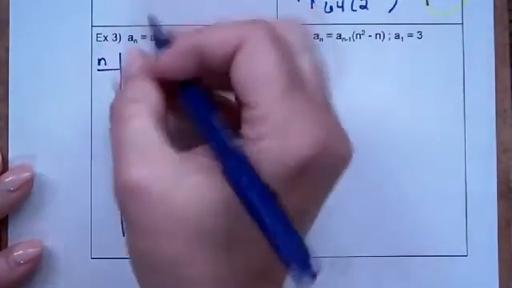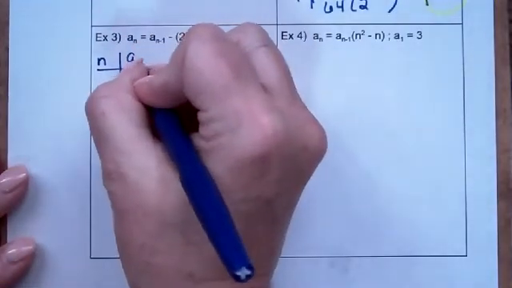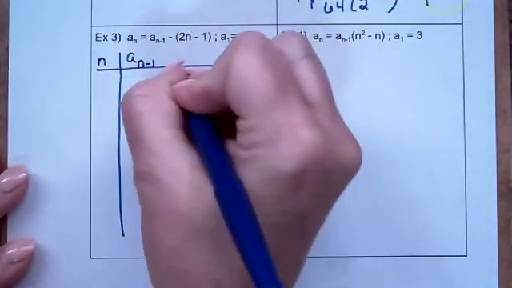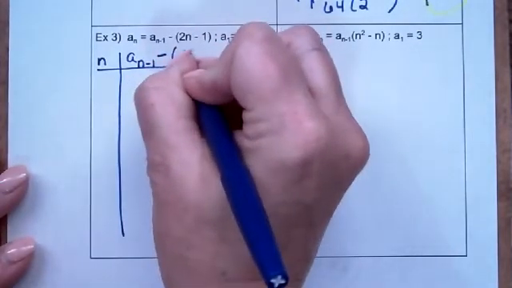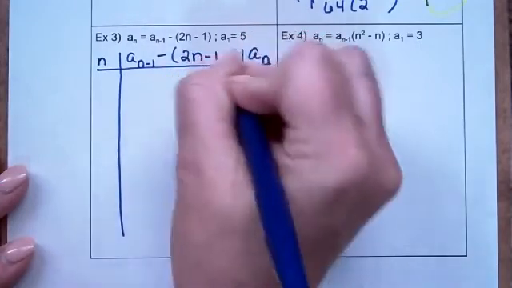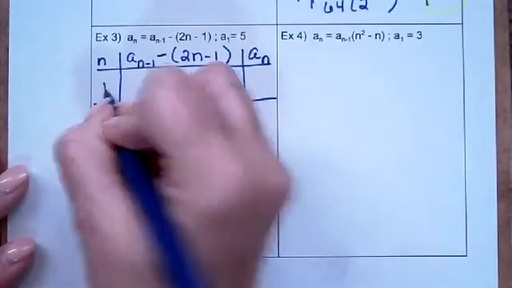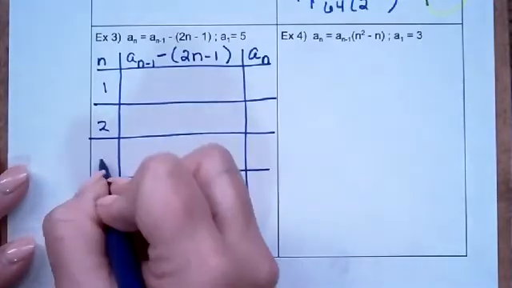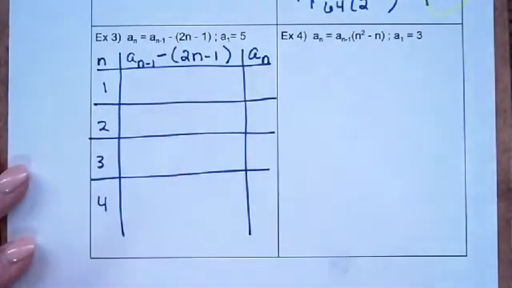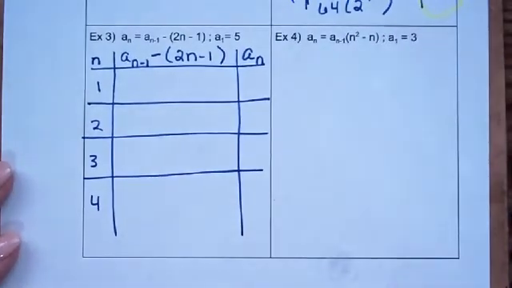Now look right here. My rule right here is A sub n minus 1 minus 2n minus 1. And again, I'm looking for my first four terms. That's 1. This is 2. This is 3. And there's 4. And again, I'm giving myself enough room to do some work. Okay? When you start trying to cut corners on work is when you start making mistakes.